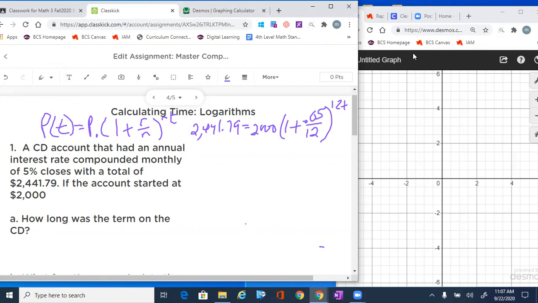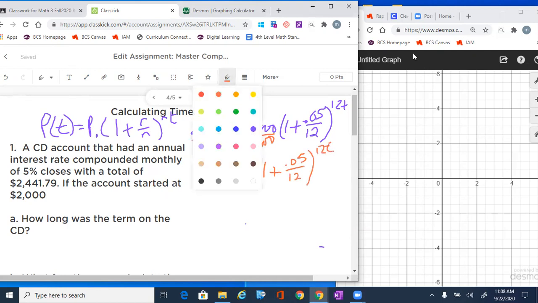I'm going to divide off that 2,000. I want to get everything off that base with the exponent, so we can use the logarithm. So I'm going to divide by 2,000. And when we divide by 2,000, we are going to get 1.221. I've already plugged that into Desmos. And that is going to be 1 plus 0.05 divided by 12 to the 12t.